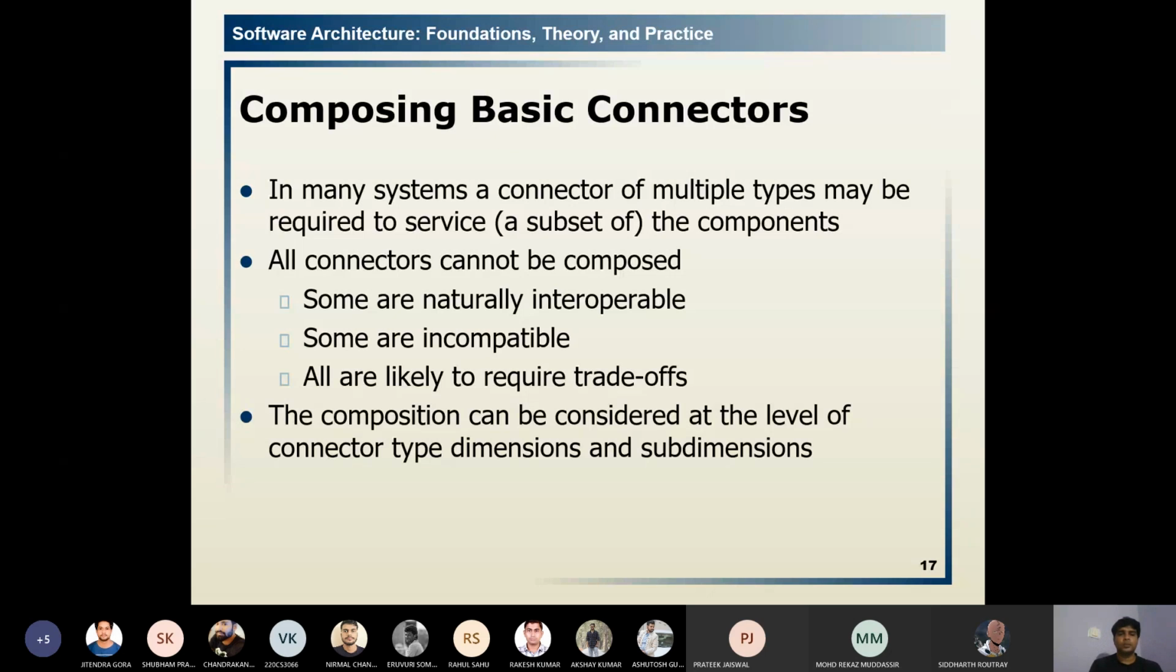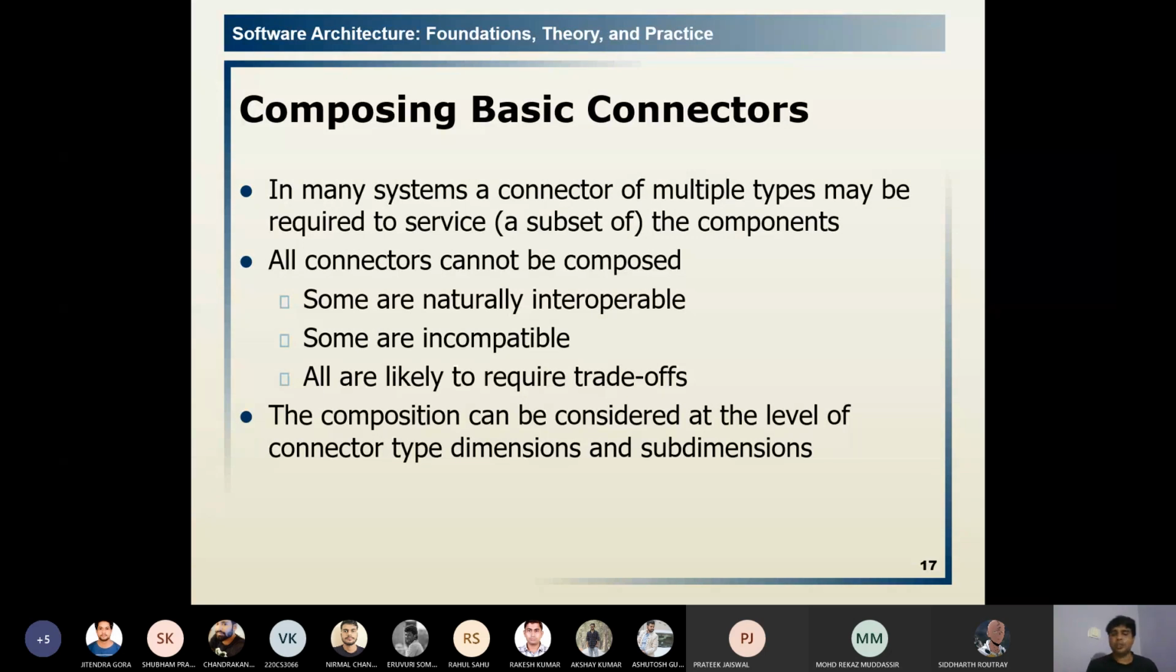Some are incompatible, so they cannot be allowed for composition. And all are likely to require some trade-offs. They need some deal. If this connector provides this and that connector provides that, then they will be allowed for connection. So they need some trade-off in between the connectors.